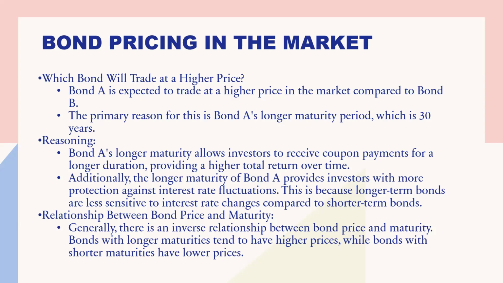Moreover, the longer maturity of bond A will also provide investors with more protection against changes in interest rates. You see, longer term bonds like bond A are less sensitive to interest rate fluctuations compared to shorter term bonds like bond B. So to sum it up, when it comes to bond pricing in the market, the bond with longer maturity tends to have a higher price. That's why bond A is expected to trade at a higher price than bond B. This is all about this slide.